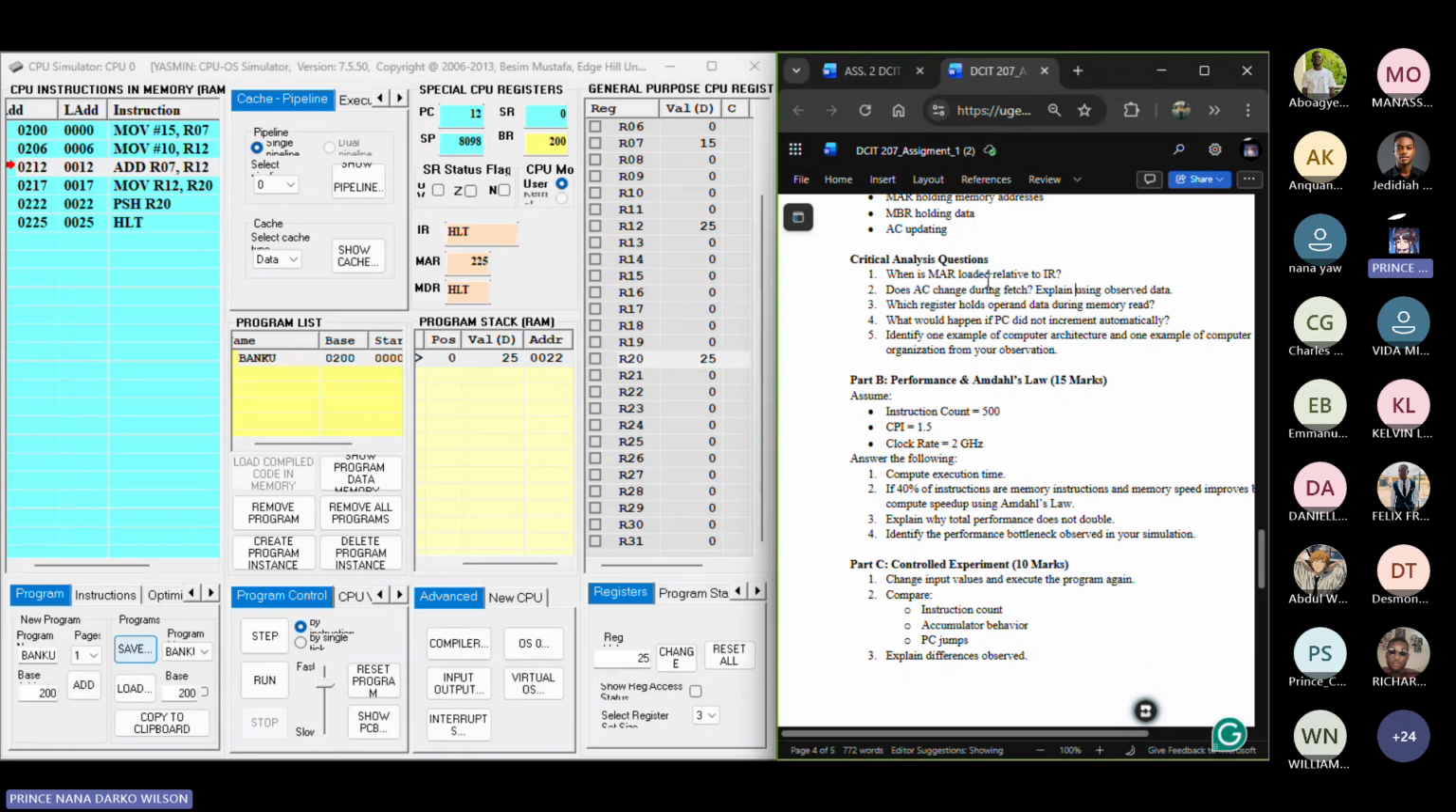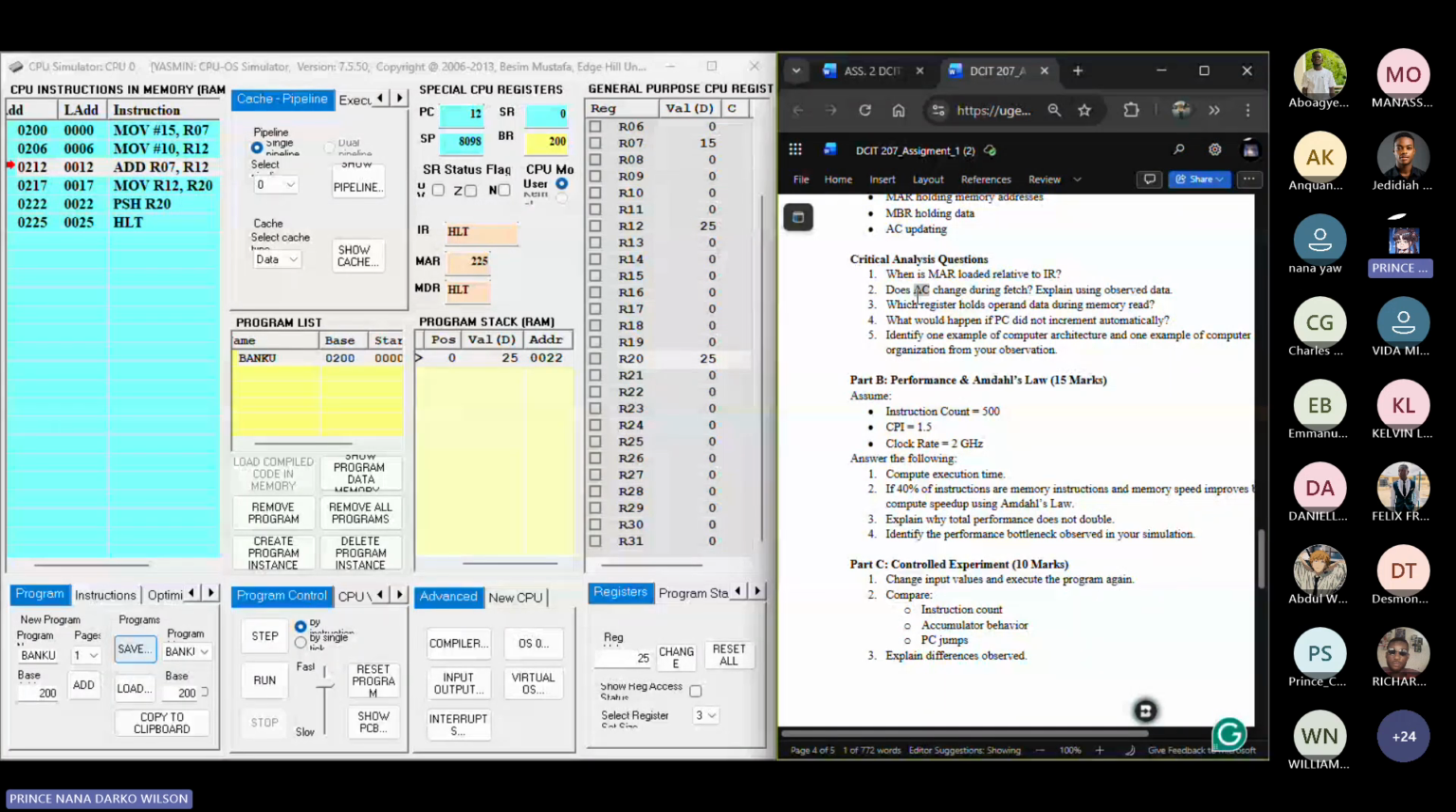Check if it is loaded before or after. My brain might be confused, but then I think it is before. Does the accumulator change during fetch? The answer is no. When you're fetching data, it does not change. Fetching means we go to a memory address and we read data. It does not change. Explain using observed data.